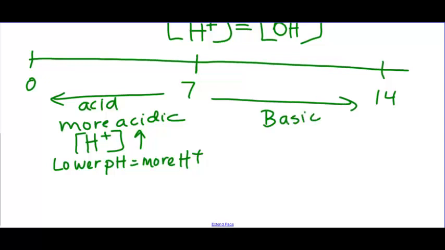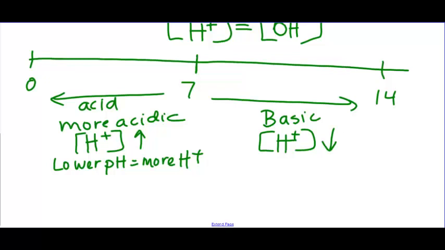Okay? And when you go this way on the scale, the hydrogen ion concentration decreases. So it's like opposite. The higher the pH, the less H+. The lower the pH, the more H+. Okay? And beyond that, you need to be able to know how much more.